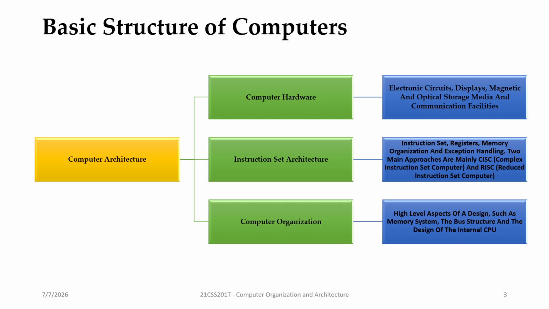There are two main approaches. One is CISC architecture and the other is RISC architecture. CISC denotes complex instruction set computer and RISC denotes reduced instruction set computer. What is computer organization? Computer organization is the high level aspects of a design such as memory system, bus structure, and the design of the internal CPU.